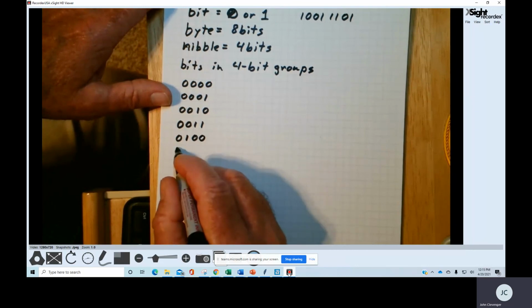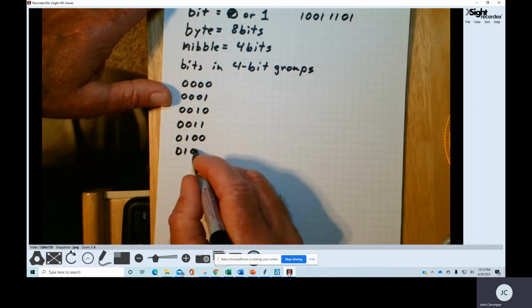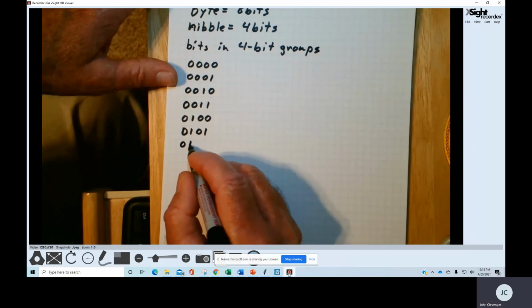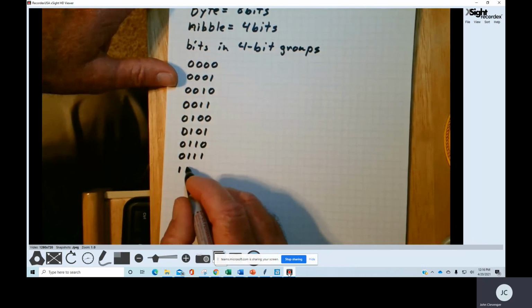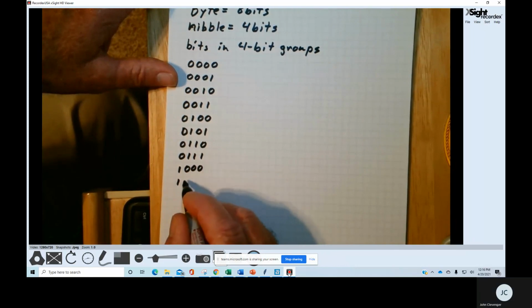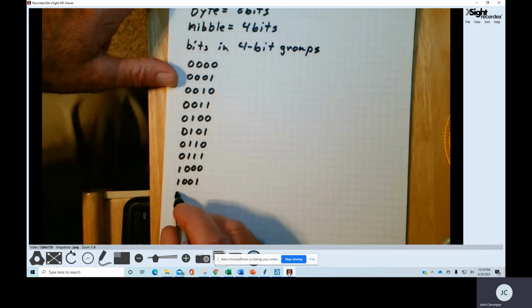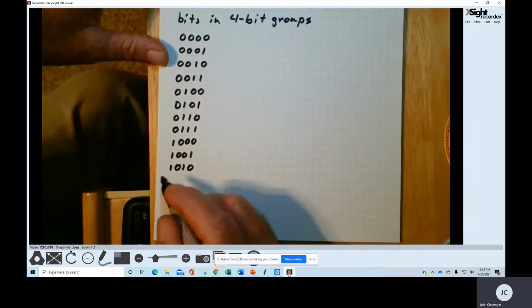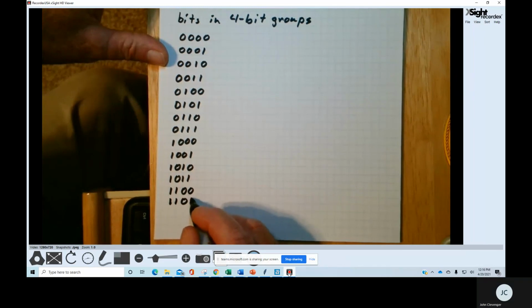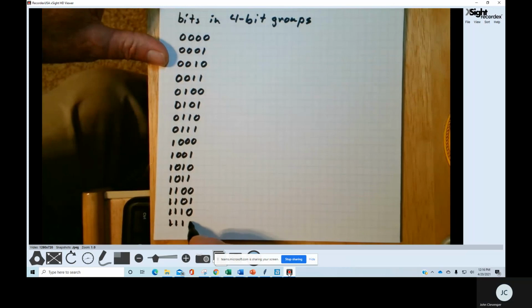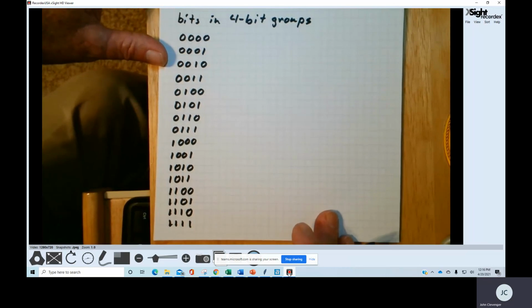Make sure I don't make a mistake. Oops, I did already. Am I going to run out of room? I hope not. There we go. Good. I fit them on the page.